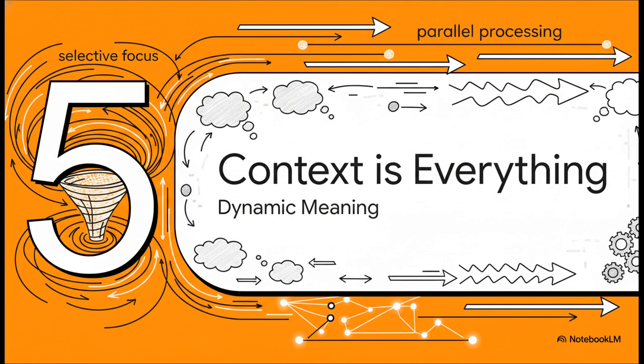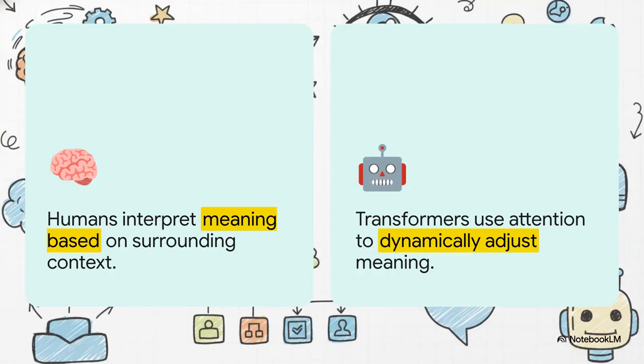Okay, part 5, why context is everything. Let's look at dynamic meaning. Think about the word point. As a human, you instantly know if I mean the sharp tip of a pencil or a gesture I'm making with my finger, entirely based on the context of the sentence. Because transformers use attention to look at all surrounding tokens simultaneously, they dynamically adjust a word's meaning based on its neighbors. This is exactly why they are so insanely good at translation, summarization, and complex reasoning. They aren't just reading words, they're mapping the entire contextual web between them.